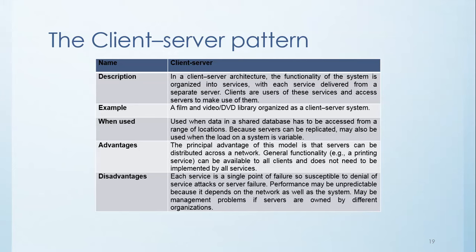Performance in these cases may be unpredictable. That's because it depends on the network as well as the system. So think of when the internet is really terrible, streaming movies can be a pain. Maybe management problems if servers are owned by different organizations.